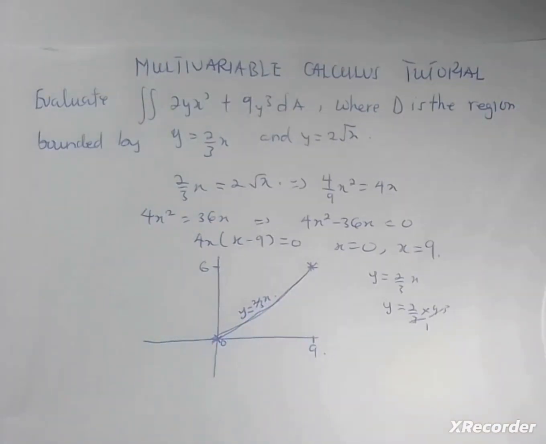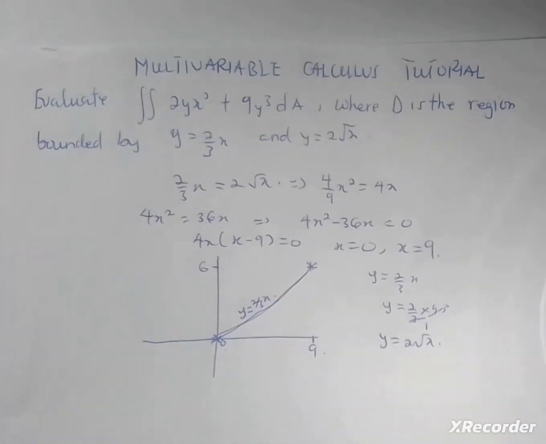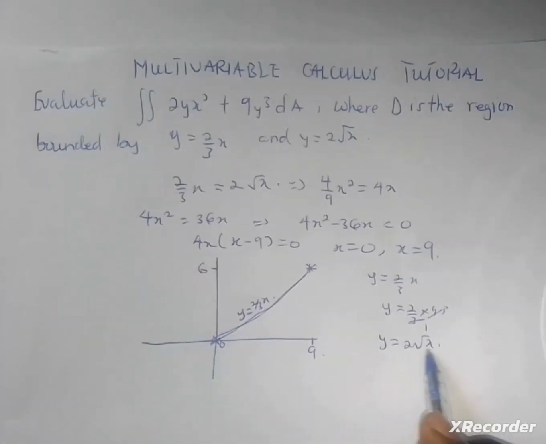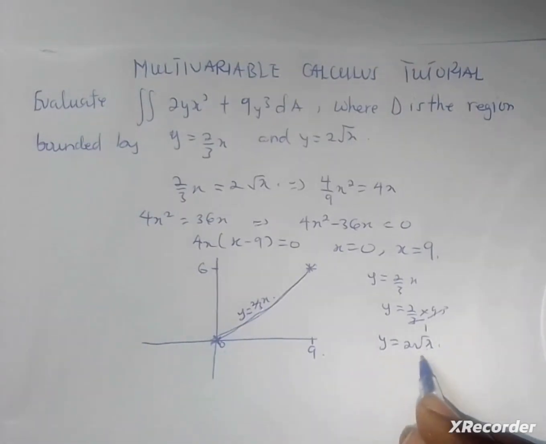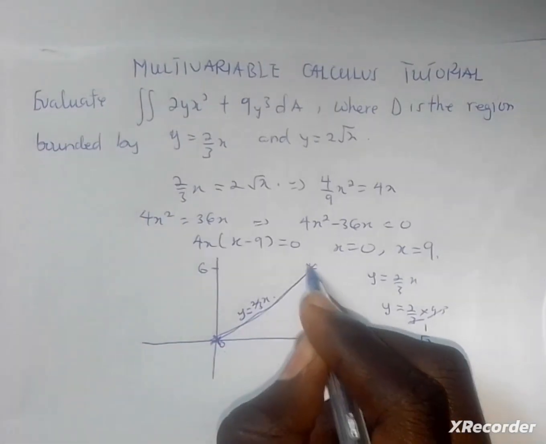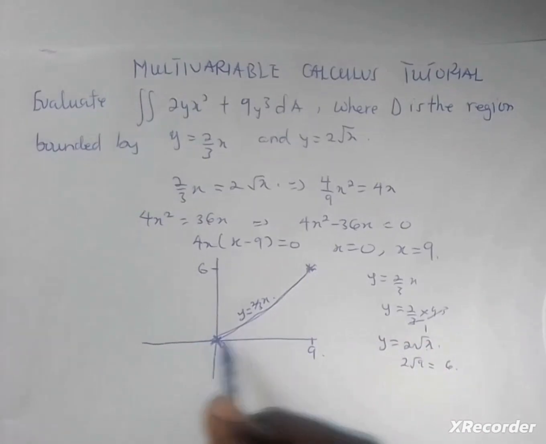The next thing to do is you're going to take the other function y equals 2 root x. This is a curve, but we first put 0 here. So when x is 0, you realize y will also be 0, meaning it also starts from here. Then when x is 9, you get 2 root 9, giving us what? 6. It will also fall here. So meaning our curve will start here and also end here.